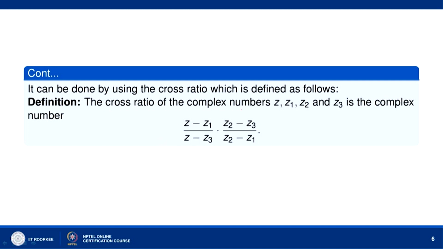The cross ratio of the complex numbers Z, Z1, Z2, Z3 is given by this complex number: Z minus Z1 over Z minus Z3, times Z2 minus Z3 over Z2 minus Z1. This cross ratio will help us in finding the transformation which maps the 3 points Z1, Z2, Z3 into the 3 points W1, W2, W3 in the complex plane.